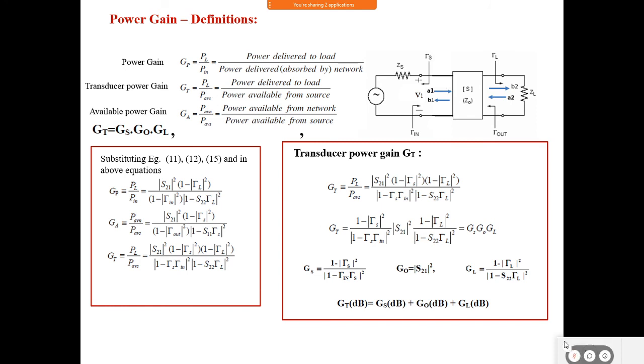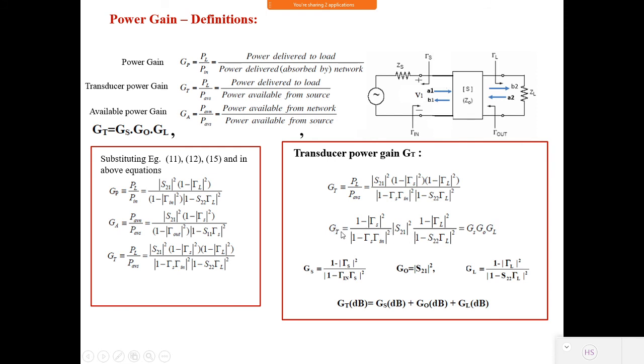That depends on all these parameters. How do we fix the value of GT? I want GT equal to 10. How do we get that? Because it depends on all these parameters: Γ_S, Γ_L, Γ_in, S22 and S21. It depends on ZS, on ZL, and on S21.